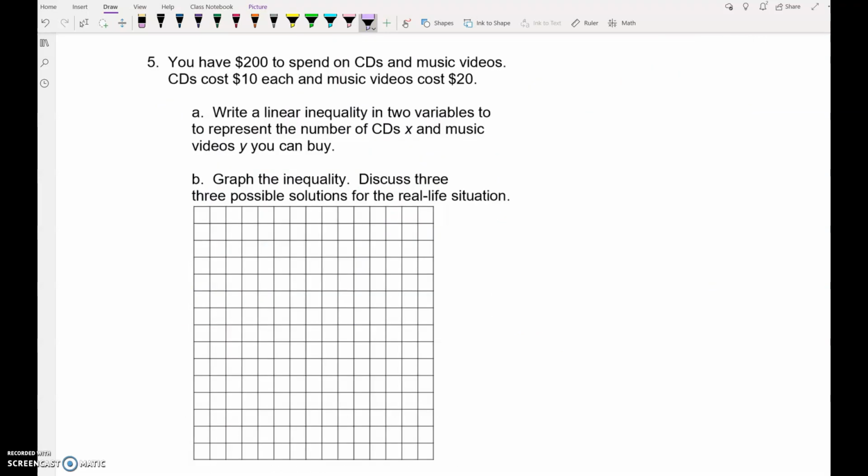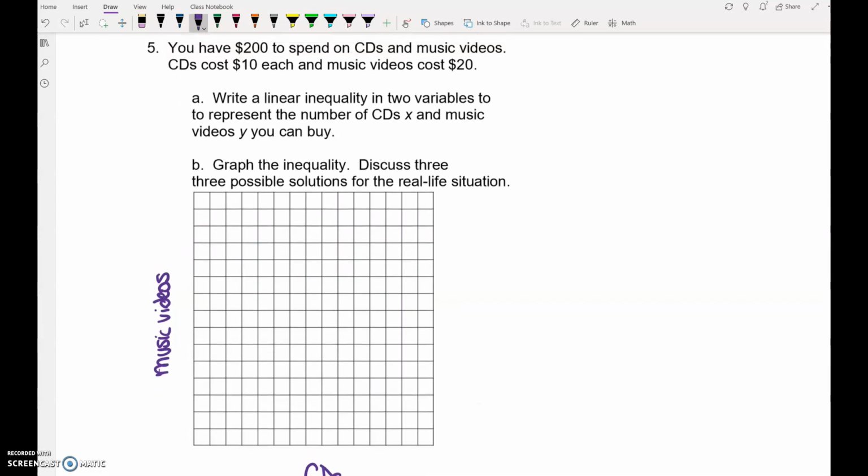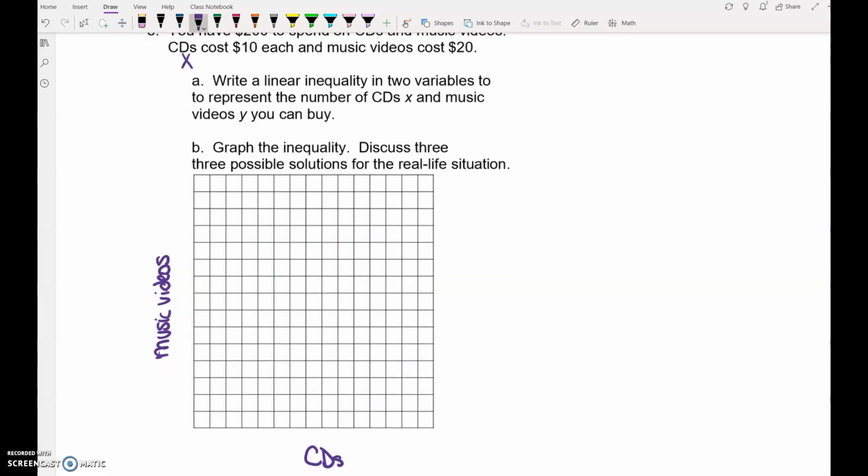You have $200 to spend on CDs and music videos. We're going to ignore the fact that this problem is completely like 20 years out of date, but whatever. CDs cost $10 each, music videos cost $20. I am going to have my x-axis be CDs and my y-axis be music videos. Okay, so CDs, those are my x's, music videos, those are my y's.